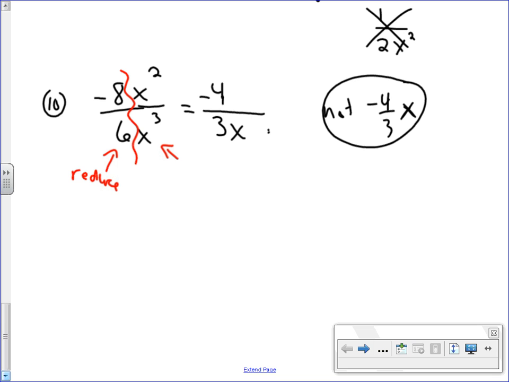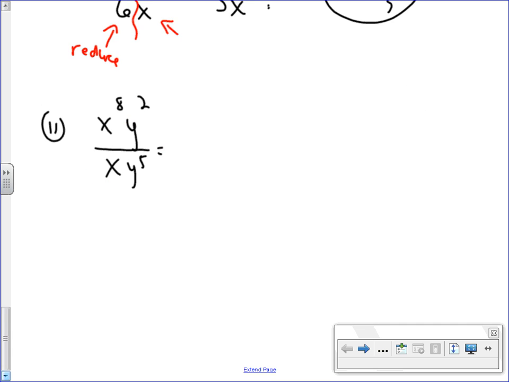Okay, let's try a couple more of those. With x's and y's again. I'm just going to put a fraction bar. I know I'm going to get stuff on the top and stuff on the bottom, so I'll just put a fraction bar there. Look at your x's first. Where are there more x's? In the numerator or the denominator? And the answer is in the numerator, more x's. So all my leftover x's are going to end up in the numerator.